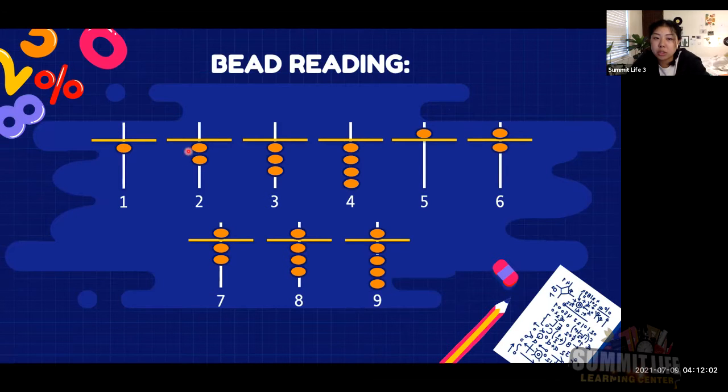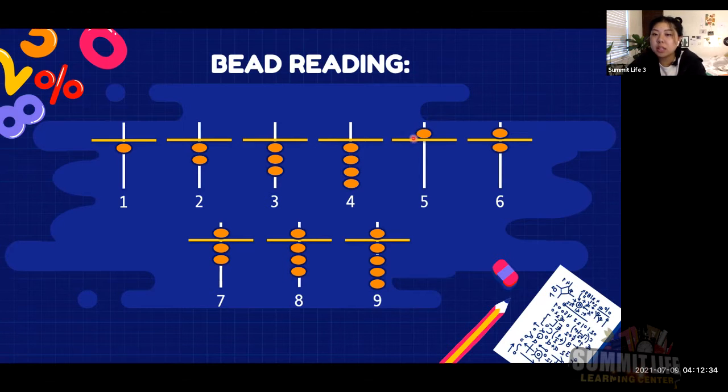Number 2 means there's 2 lower beads touching the middle line. This is 2. Once we hit 3, once we have 4, do we have any more beads at the bottom? There's only 4 beads, right? So what happens when we hit 4? What happens after 4? How are we going to put down 5? We're going to put down 1 upper bead. Because remember how the upper bead is special and it equals 5? So if we put the 1 upper bead closer to this yellow line, the answer is 5.